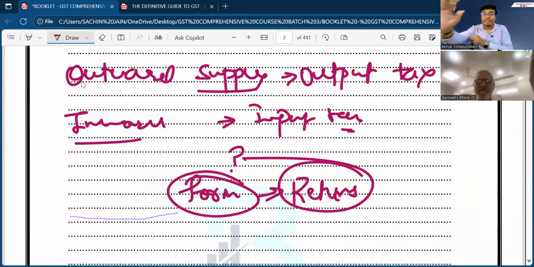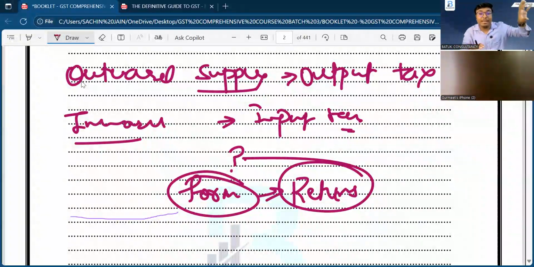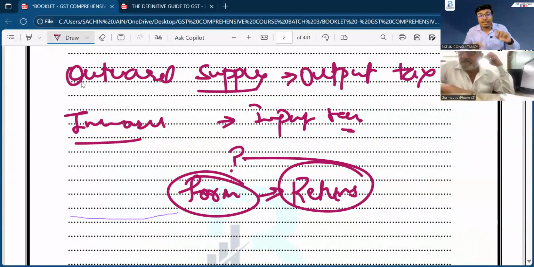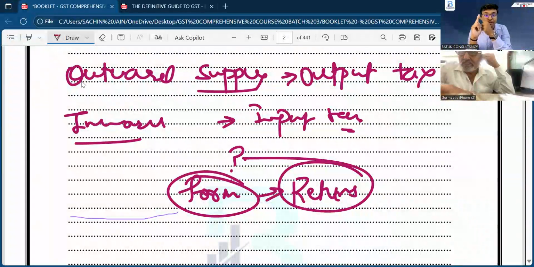Okay. Now, sir, we are saying that we are making the outward supply and paying the output tax on the outward supply, and we are buying. That means we are taking the services, we are receiving the goods, which we are selling in the domestic market. That means my inward supply. So I have to provide the details related to my outward supply or my inward supply. That means basically, logically, government will come up with two types of returns.